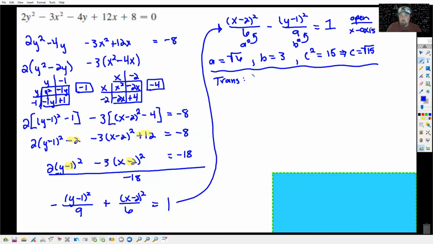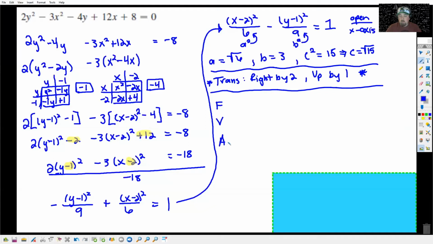Well, this negative 2 with the x is going to tell us that this goes right by 2 units, and the negative 1 with the y means that this is going to go up by 1. And we'll have to apply these things after we find the points without them. So, focus, vertices, and 2 asymptotes here.